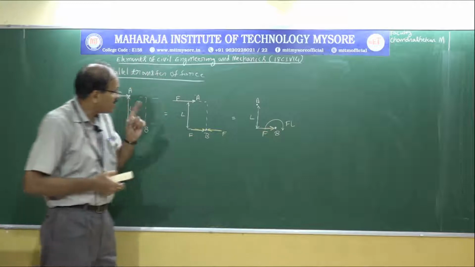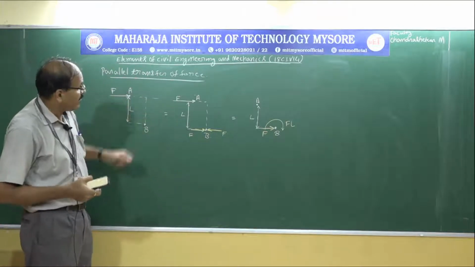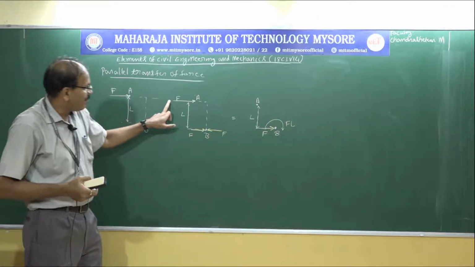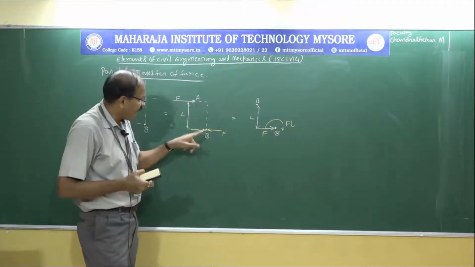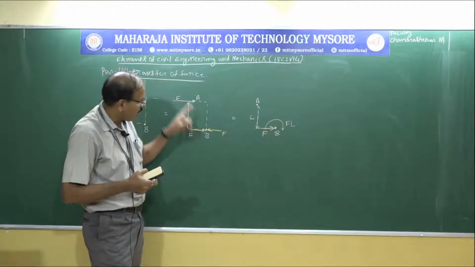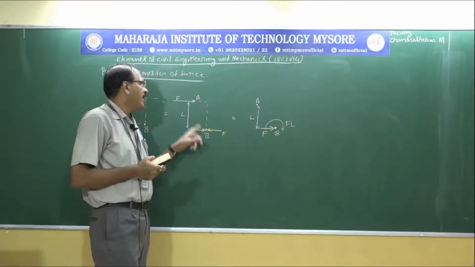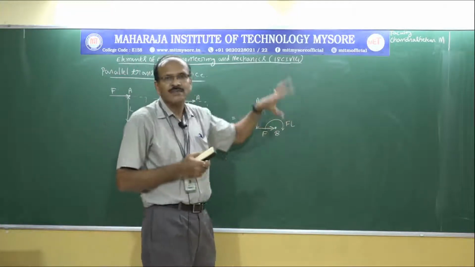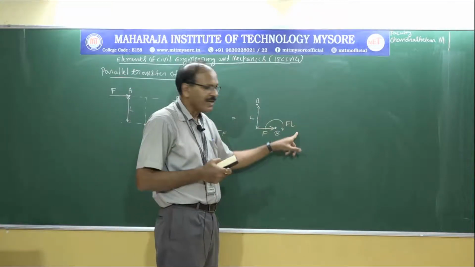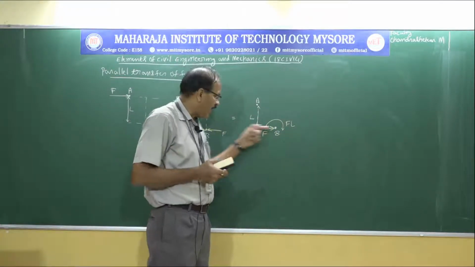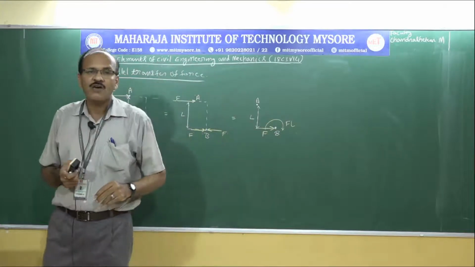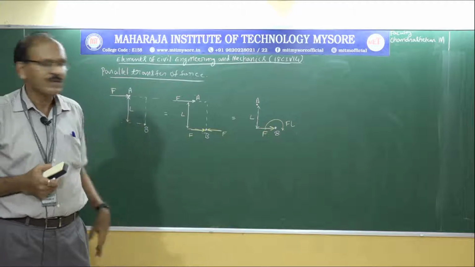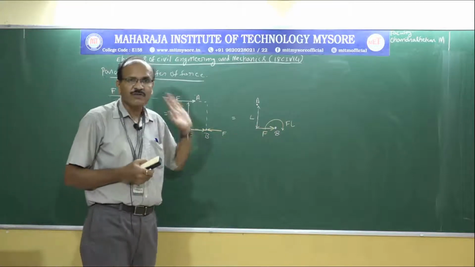So what it means is, if I apply a force F at point A, the effect of that force on point B is that it creates a moment of magnitude FL, as well as a horizontal force of magnitude F. This is parallel transfer of force.